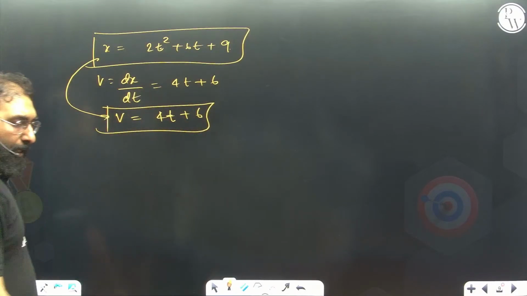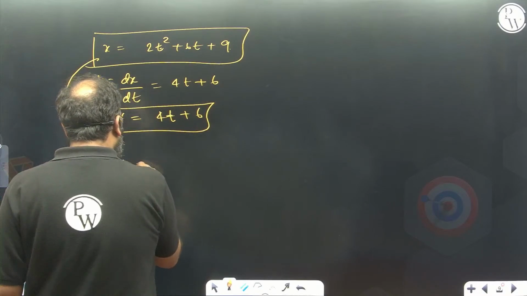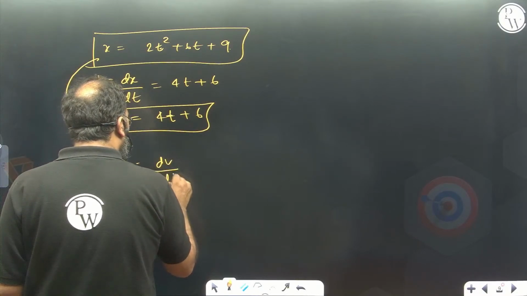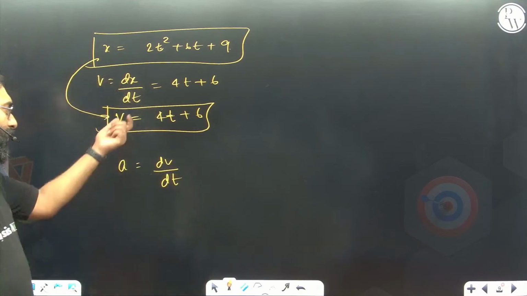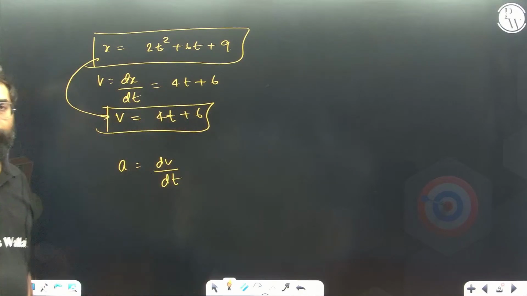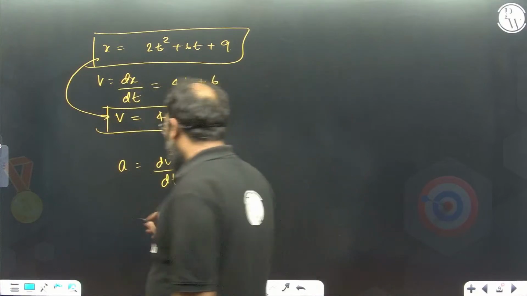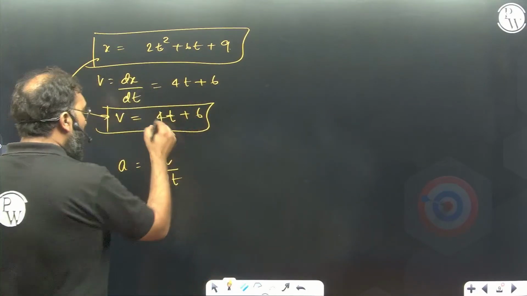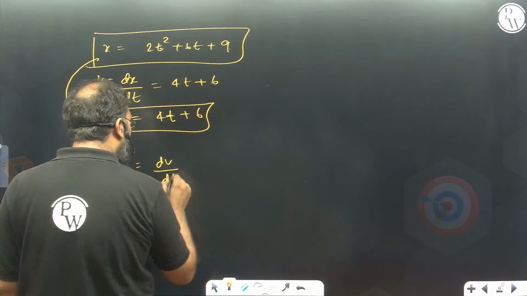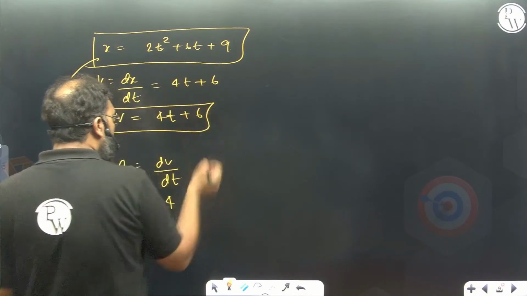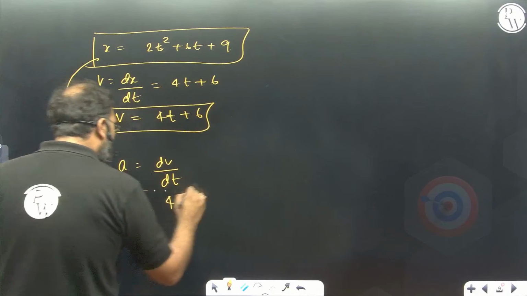Okay. And if I have to find the acceleration, I know that acceleration is dv by dt. So you have to differentiate this velocity function one more time with respect to time, and then you will get the acceleration. So acceleration is what? Differentiation of 4t will be 4, and then differentiation of 6 will be 0. So I am getting acceleration equals 4.